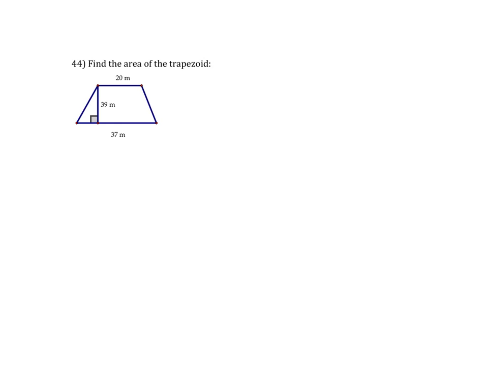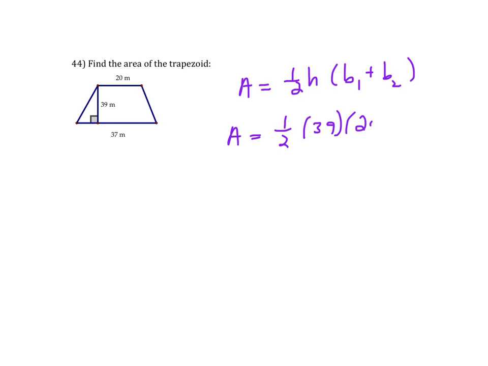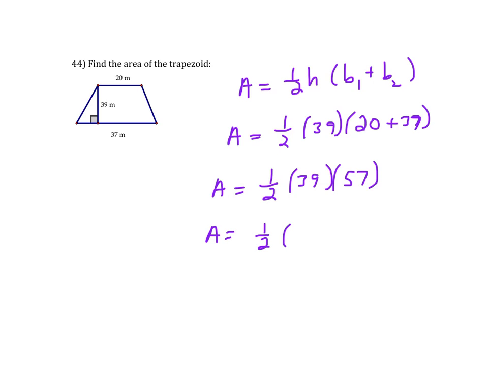In number 44, we have to find the area of the trapezoid. Area equals 1/2 of the height times the quantity that's the sum of the two bases. So in here, our height is equal to 39, and our two bases are 20 and 37. Okay, so we're going to simplify a little bit, and add the 20 and the 37 together and get 57. I'm going to take 1/2 of 39 times 57.